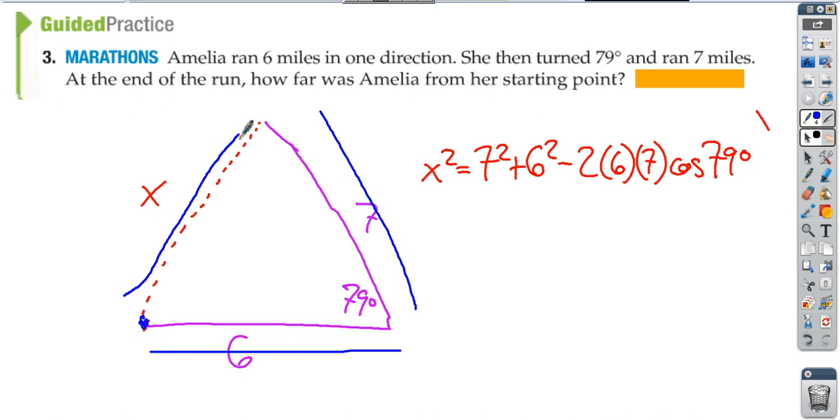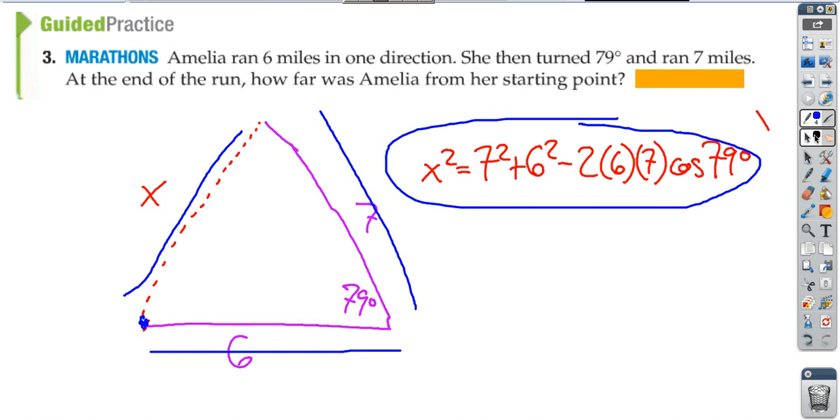So that means you want to find the x value. You can see the setup right there, and then you plug that in a calculator, and it turns out to be about 8.3 miles as your final answer. So that is the law of cosines. Hopefully it makes some sense.